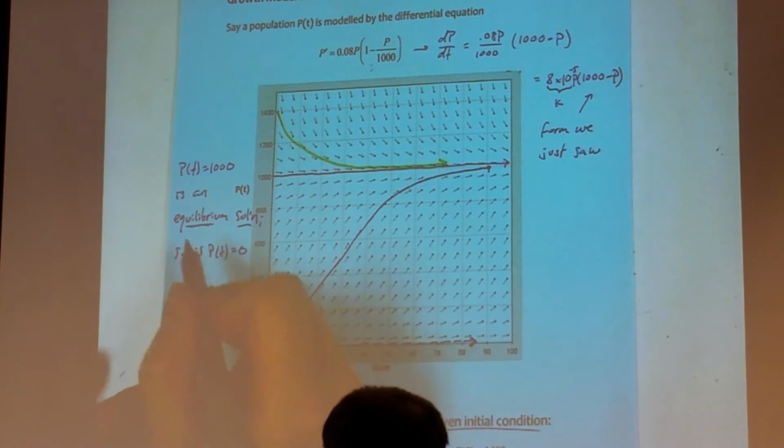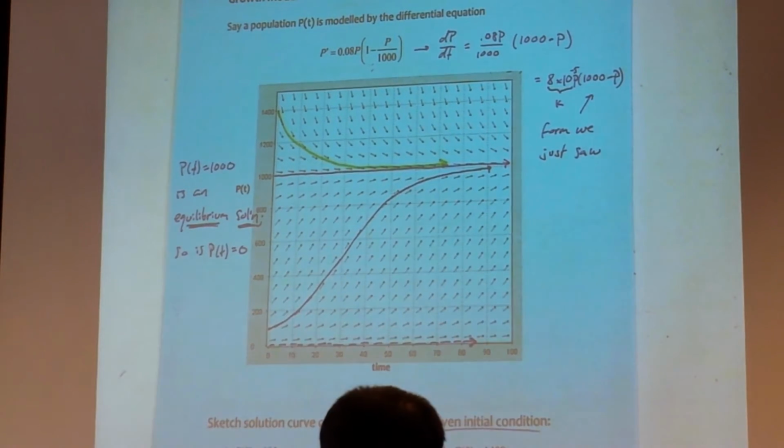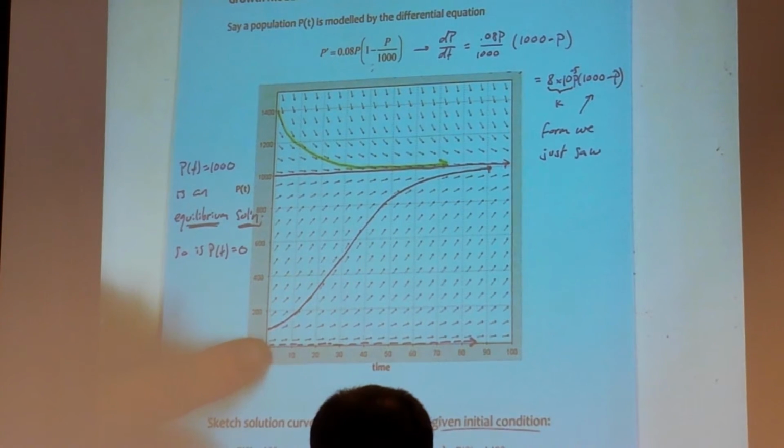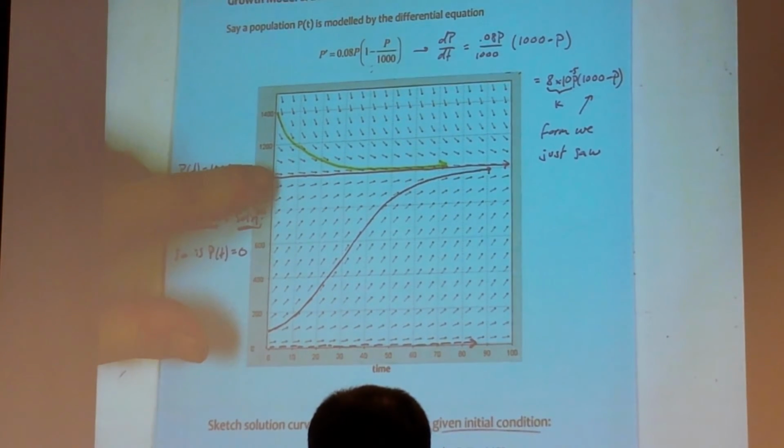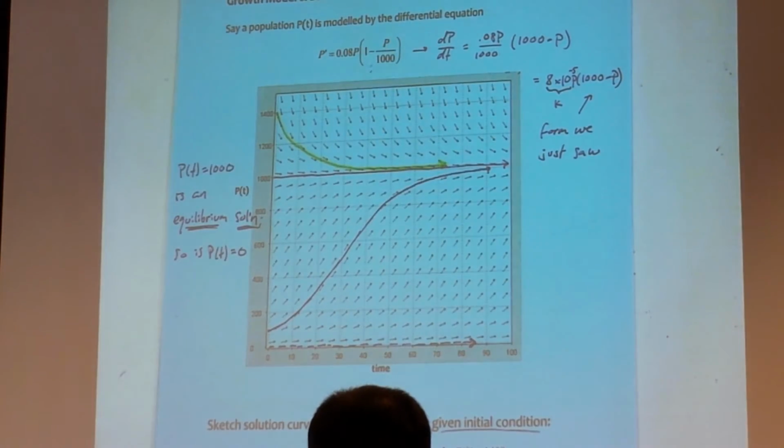That's a good place to take a break. So notice, equilibrium solution at 0 as well. If the population hits 0, it stays at 0. If the population is at 1,000, it stays at 1,000. When we come back, we're going to distinguish between, well, there is a qualitative difference between those equilibrium solutions. We'll talk about that. What about cases where you start close to equilibrium?